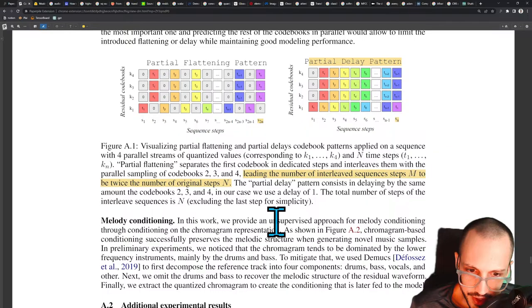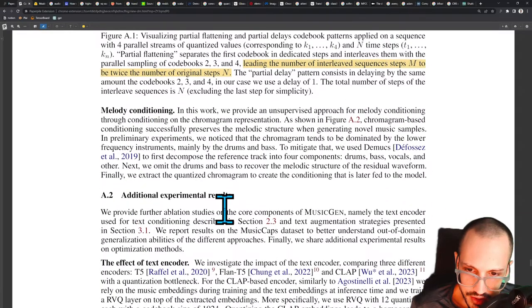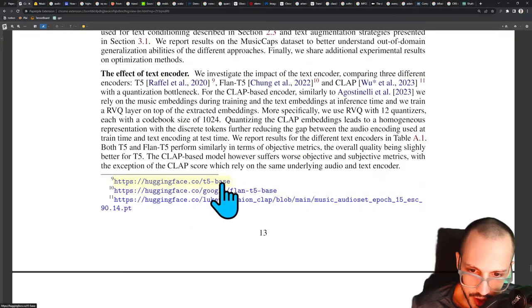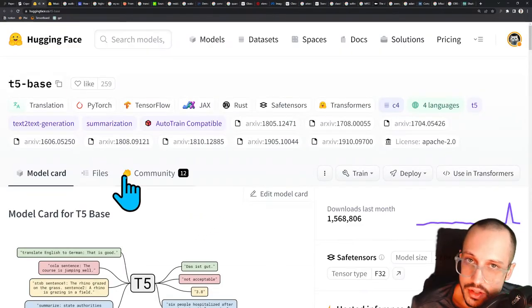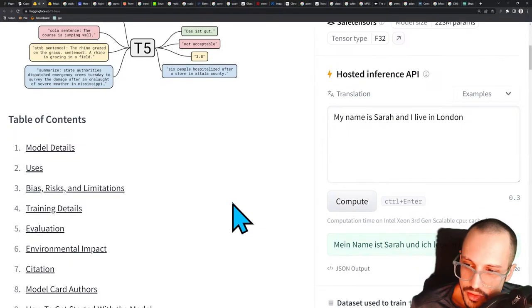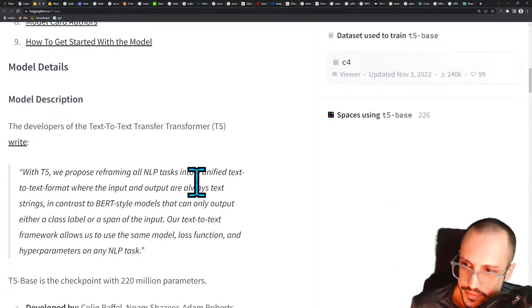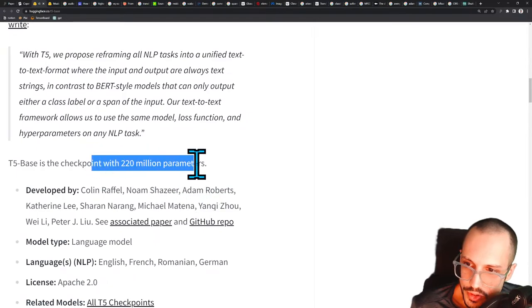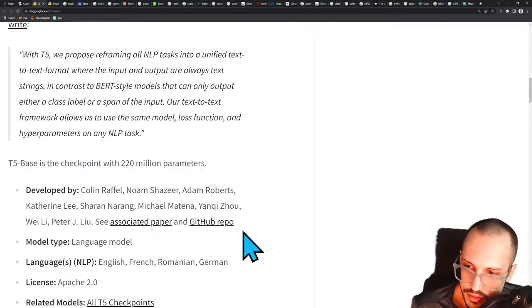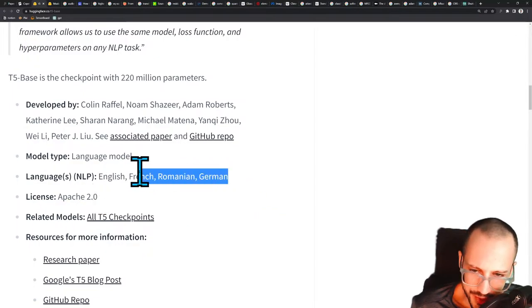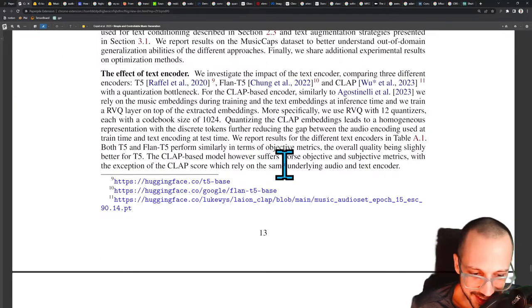In this work, we provide unsupervised approach for melody conditioning. Here's the actual text encoder that they used. T5. Parameters. What a weird set of languages. English, French, Romanian, and German. Like, where is Romanian coming from, right?